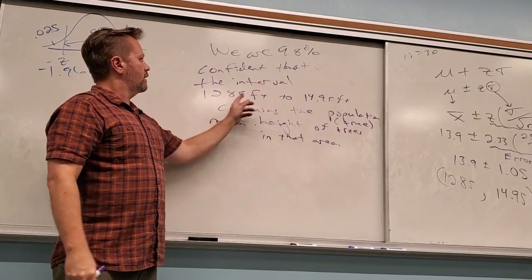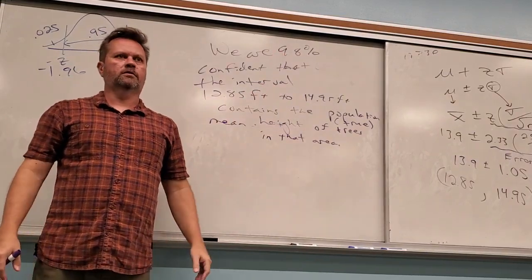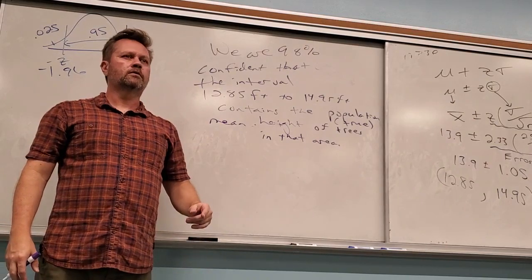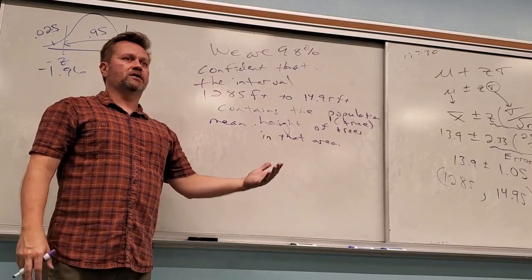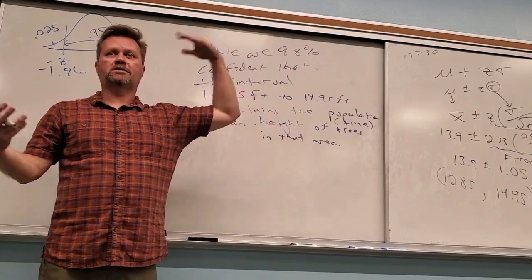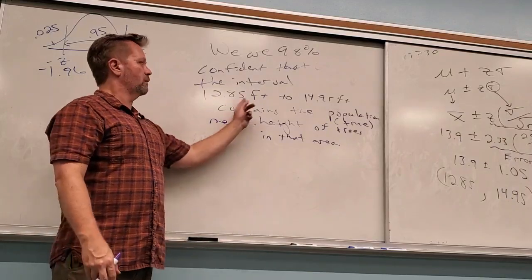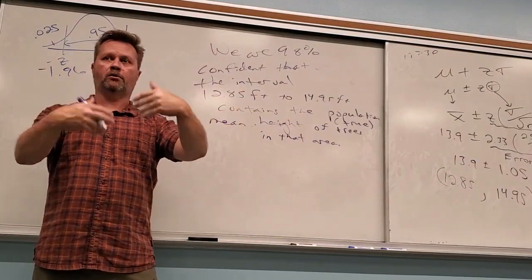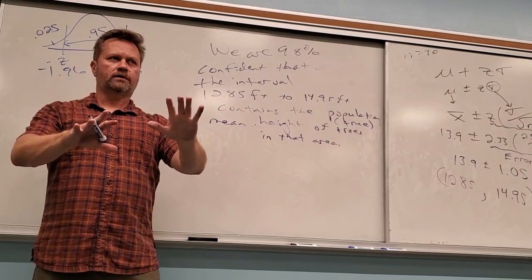What are the chances that this interval does not contain the real population mean? 0. What are the chances it does contain it? 98%. So what's the chances it doesn't? 2% chance. So I feel pretty good about this. That's much better than my normal chance of being wrong about something. So I feel pretty good about that. You guys kind of with me?